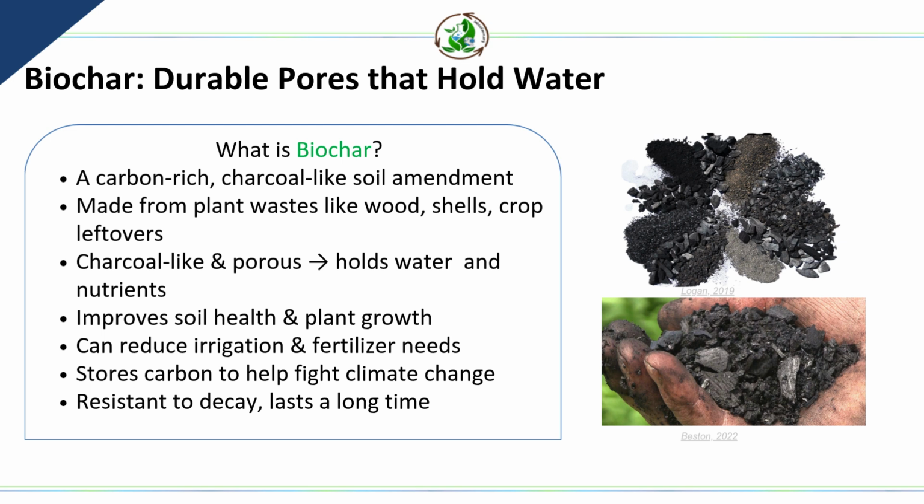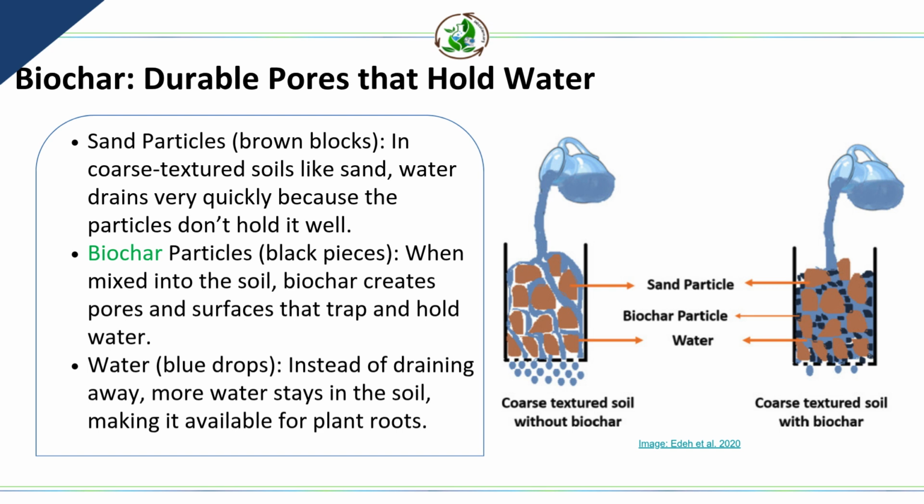By holding water and nutrients efficiently, biochar can reduce the need for frequent irrigation and extra fertilizers, which is better for the environment and saves resources. Biochar also stores carbon, helping to fight climate change by keeping carbon out of the atmosphere. Finally, biochar is resistant to decay, so it lasts a long time in the soil, making it a durable solution for improving soil quality. Now let's look at how biochar works in the soil. In coarse textured soils, like sandy soils, water drains very quickly because the sand particles don't hold it well.